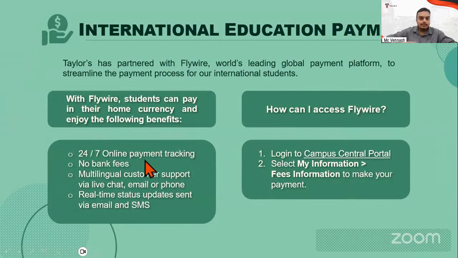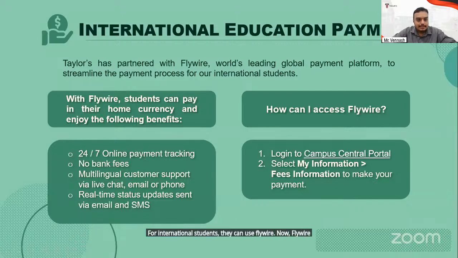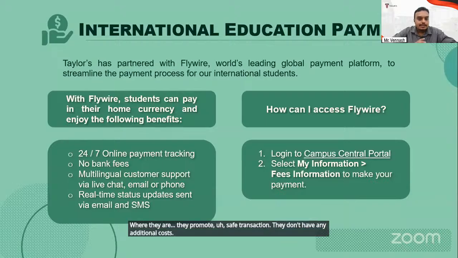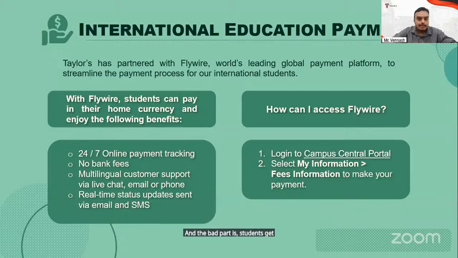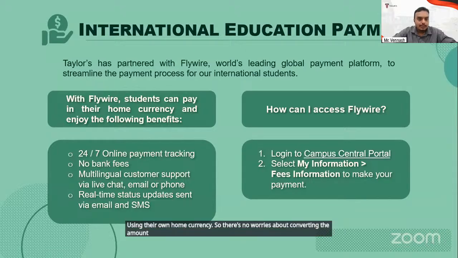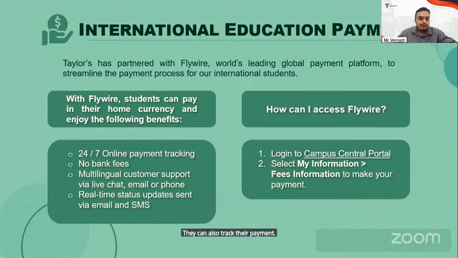For international students, they can use Flywire. Now, Flywire is an international body that promotes safe transactions. They don't have any additional cost, and the best part is students get to transfer the fee using their own home currency. So there's no worry about converting the amount. Flywire will do that for you, and they can also track their payment 24/7.